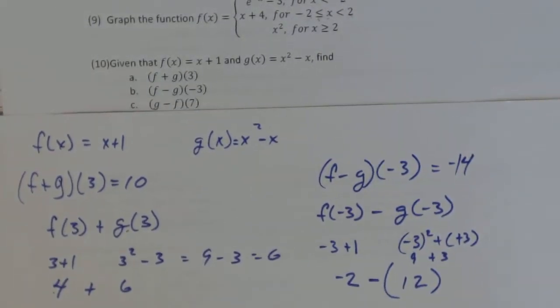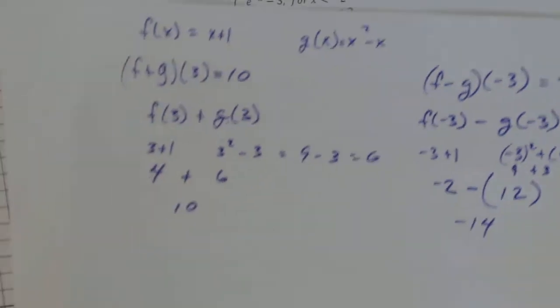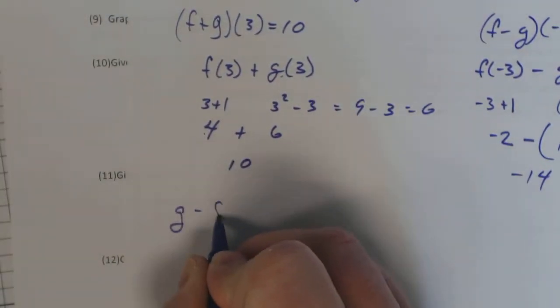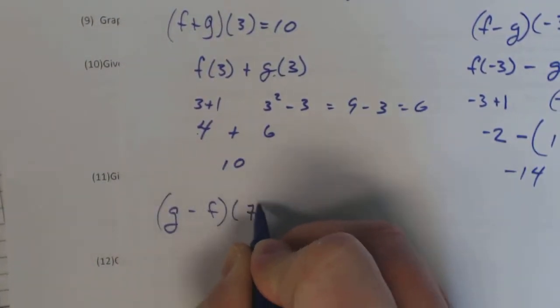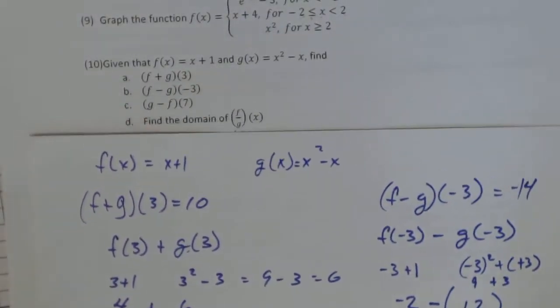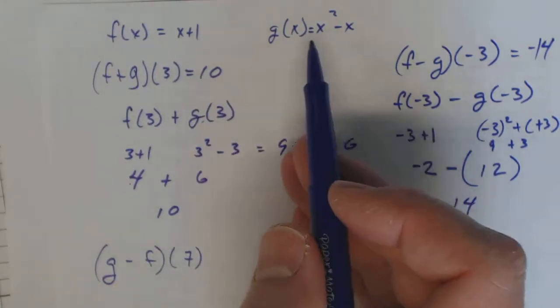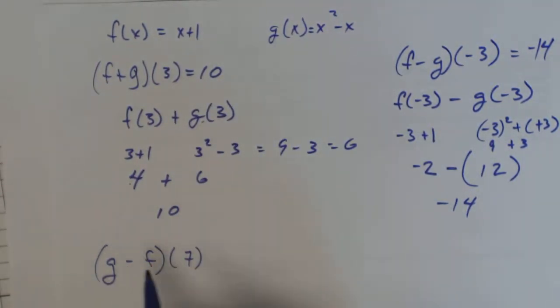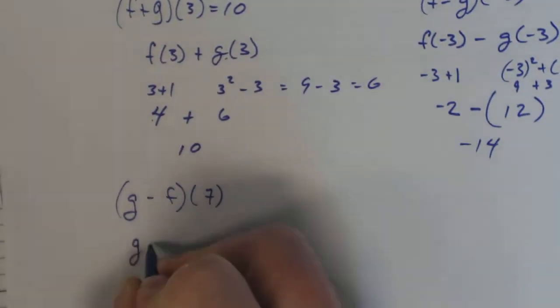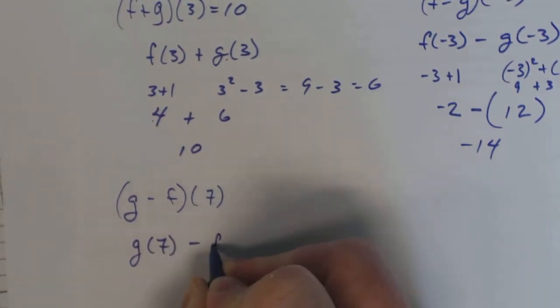All right, what's the next one they want? G minus f of 7. Yep, of 7, just a positive 7. Okay, so we're going to plug 7 into both of these and then subtract in this order. So we're going to find g of 7 and then subtract it from f of 7.